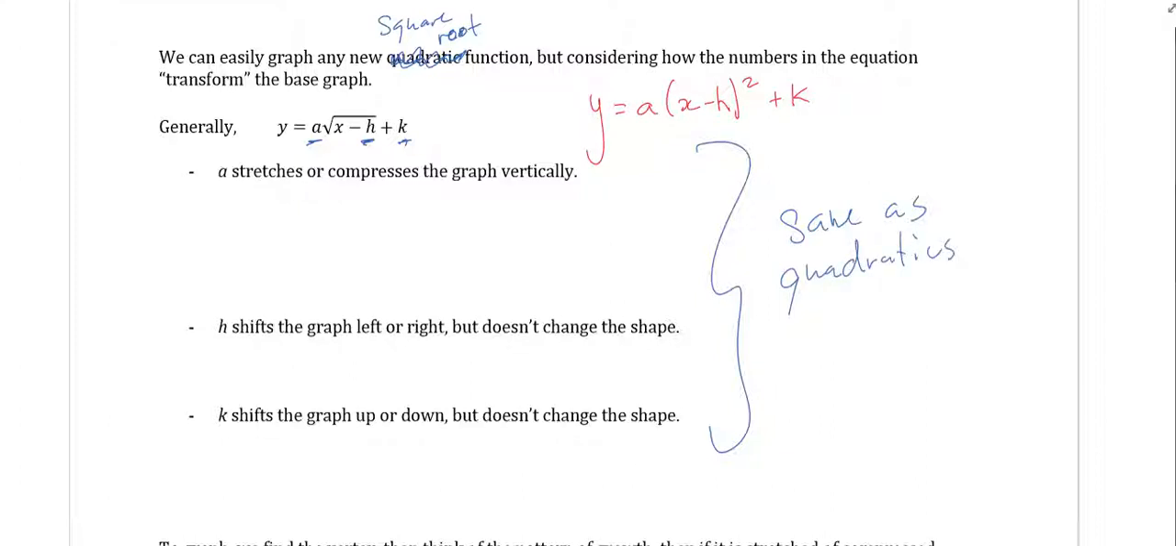So the A stretches and compresses vertically. If A is big, it's a stretch. If A is small, it's a compression. If A is negative, it flips it. It's a reflection in the x-axis. H shifts the graph left to right.